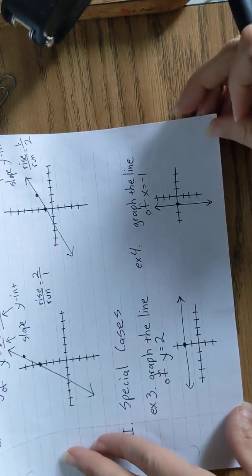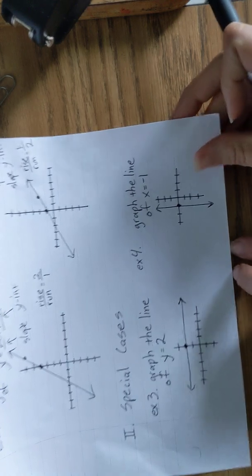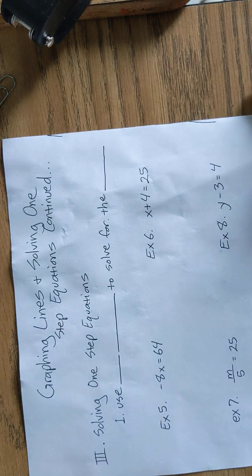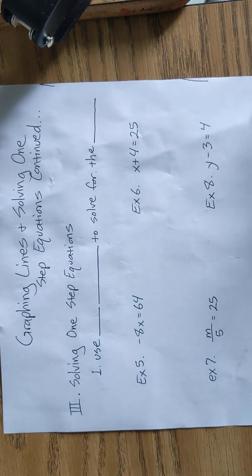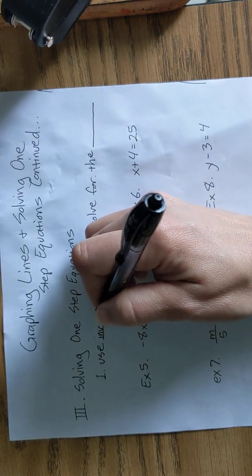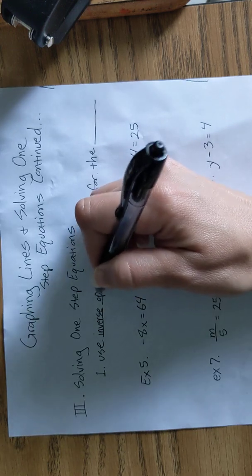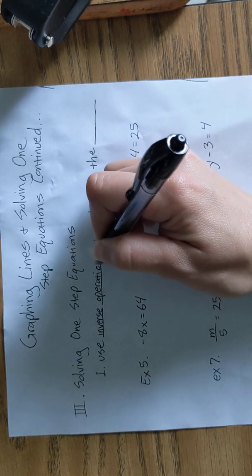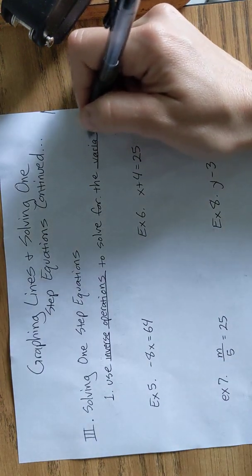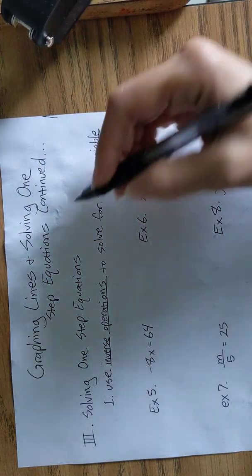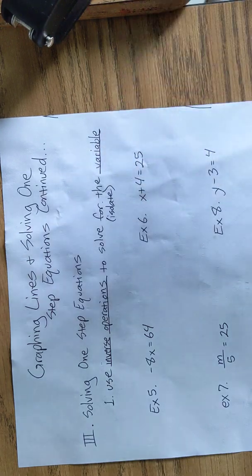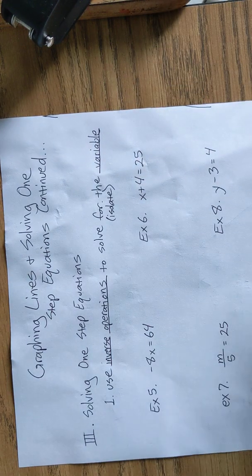Okay, great. So now let's go to the other side, and we're just going to do some one-step equations. So first, let's write this in, solving one-step equations. First, you're going to use inverse operations to solve for the variable. And when I say solve for the variable, that really means isolate the variable. So you're going to get the variable by itself on one side of the equation.